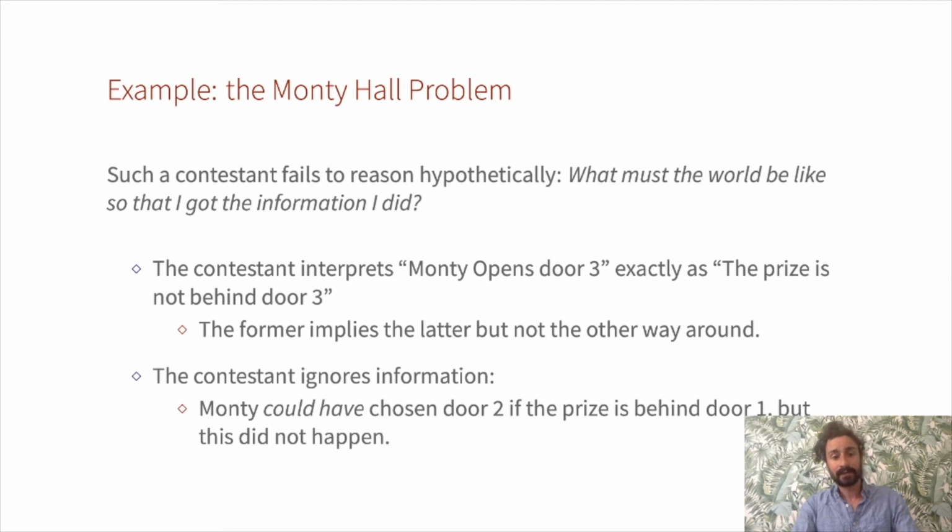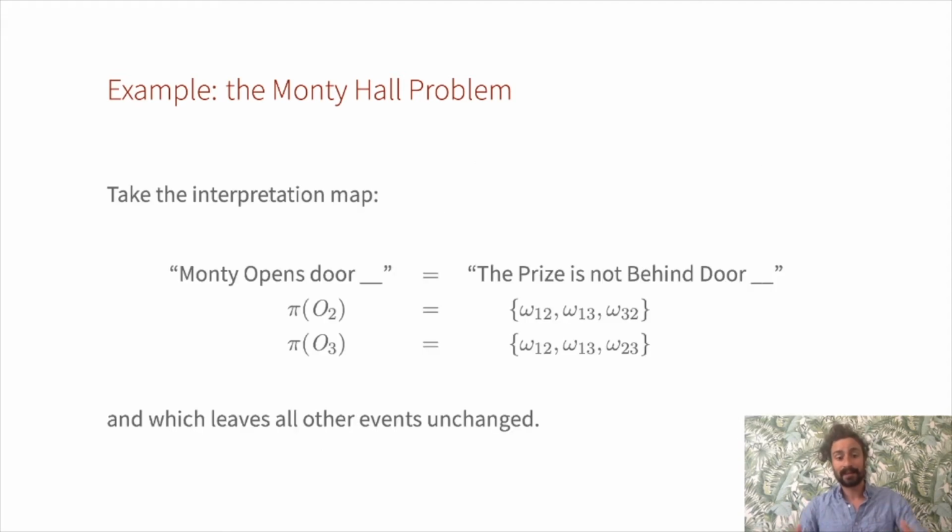So we can create an interpretation map that reflects this conflation of events. So Monty opens door blank will be identified with the prize is not behind door blank. And so the interpretation of O2 and O3, opening door 2 and opening door 3, are given by these 3 states on the right-hand column. All other events remain unchanged, and it's easy to verify that this is a coherent interpretation map, so it satisfies truth, introspection, and consistency.